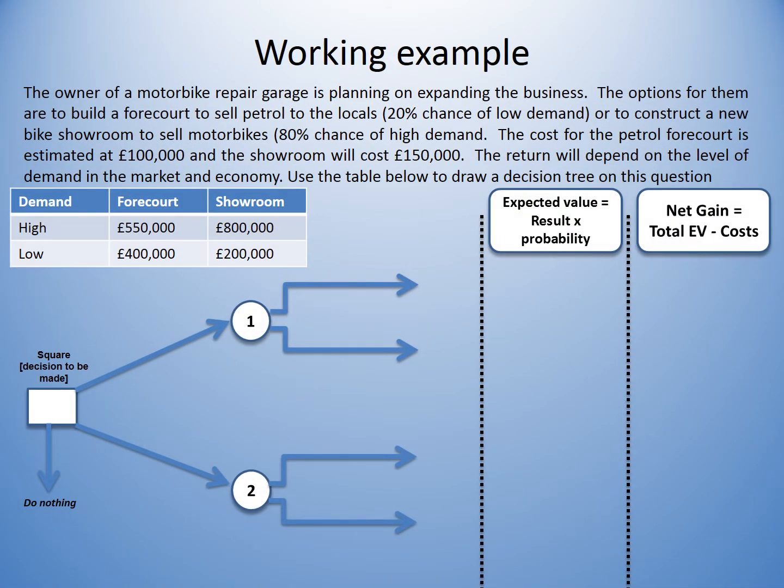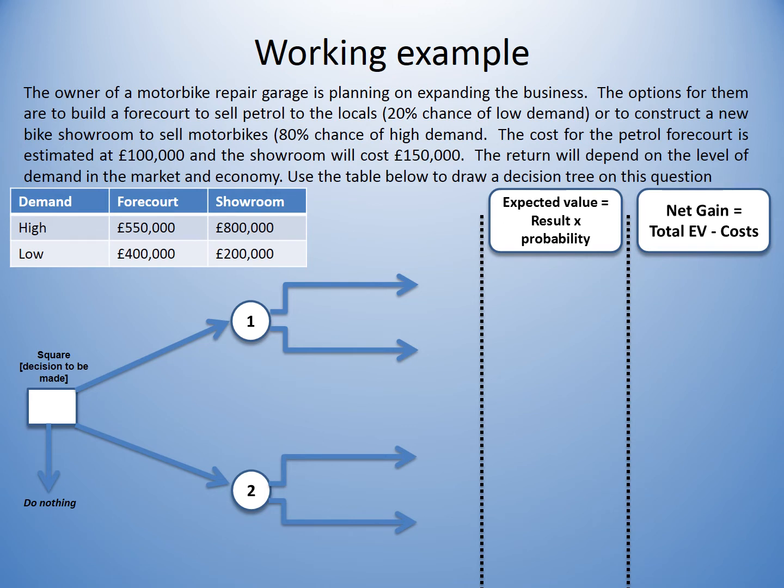Okay, so all of that's a little bit hard to remember, so we'll try it from a working example. Some of you might appreciate where the figures actually come from. So we've got here, the owner of a motorbike repair garage is planning on expanding the business. The options for them are to build a forecourt, to sell petrol to the locals, 20% chance of low demand, or to construct a new bike showroom to sell motorbikes, 80% of high demand. The cost of the petrol forecourt is estimated at $100,000, and the showroom will cost $150,000.